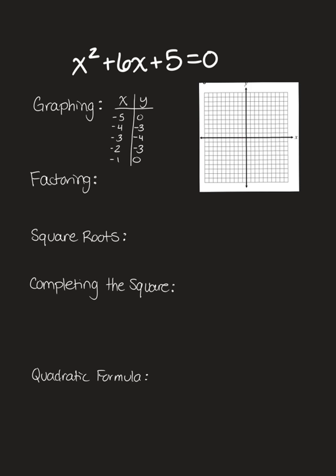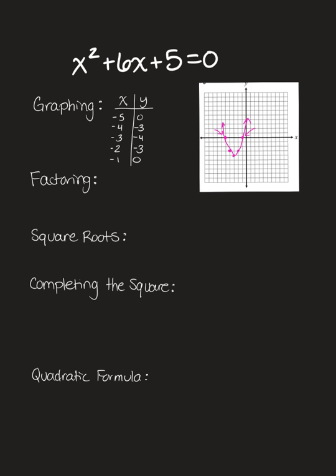So we would have -5, 0, -4, -3, -3, -4, -2, -3, and then -1, 0. So if you sketch your graph, that's what it would look like. And your solutions would be -5 and -1.